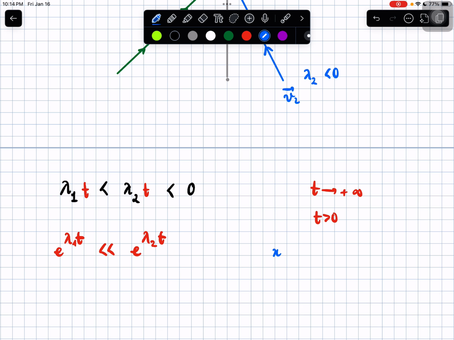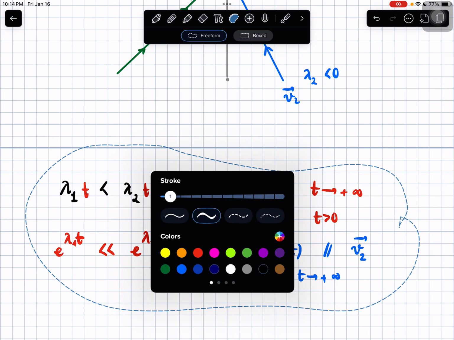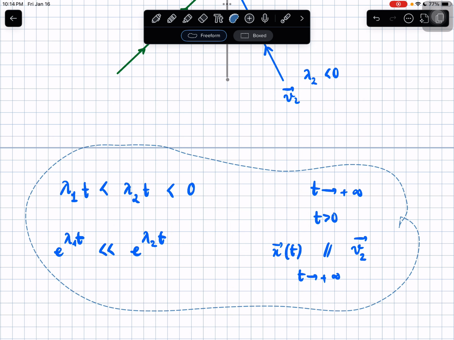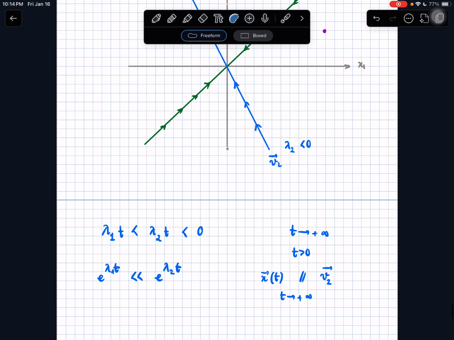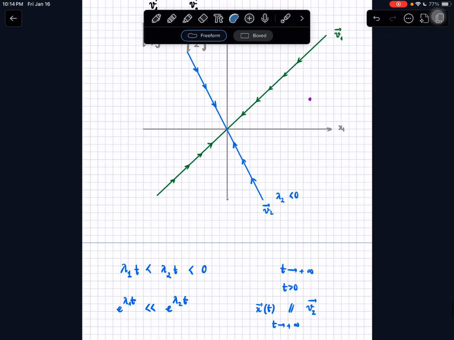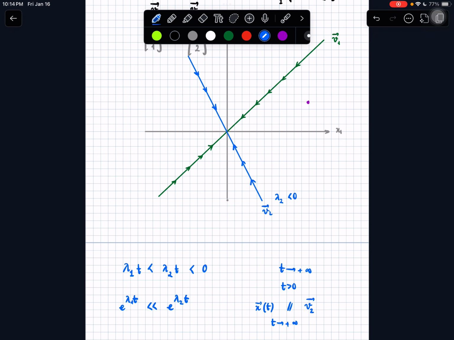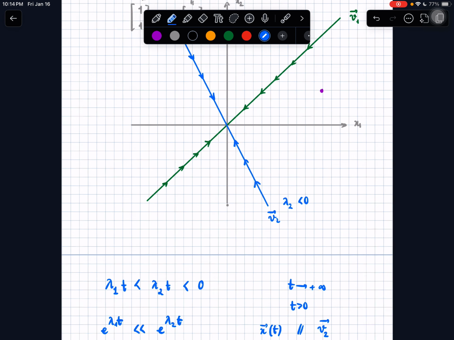The solution x(t) follows, or you can say is parallel to, v2 when t goes to infinity. So this is our first observation. It has to follow v2 when it goes to infinity. Follow v2.